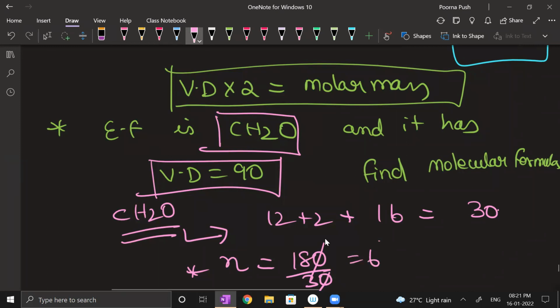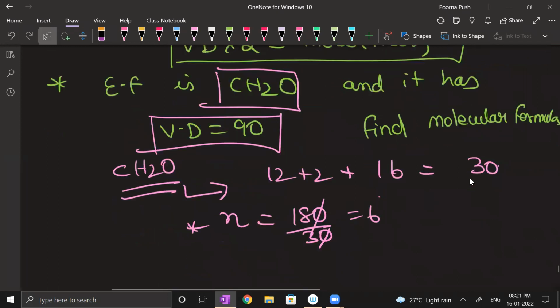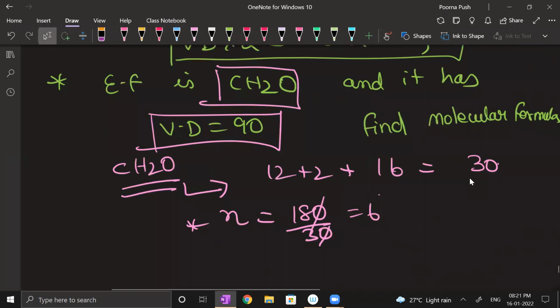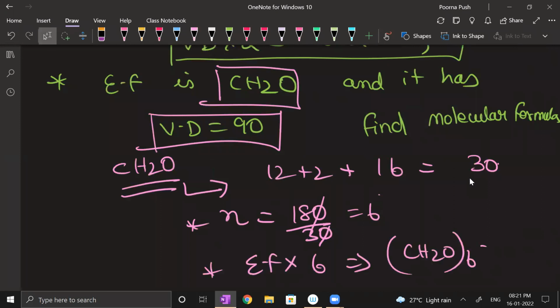Now what is the next step? Empirical formula into n. CH2O into 6, so C6H12O6, glucose. Right? Understood how to do it? Copy down this.